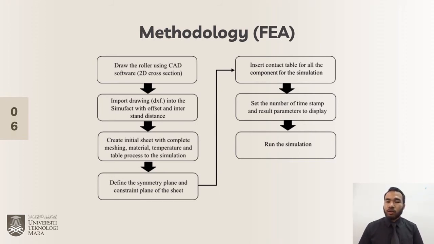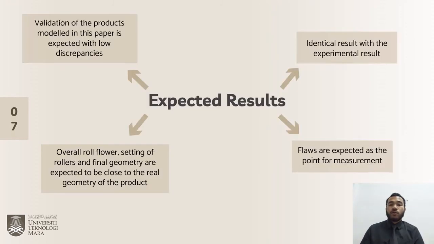Initial sheet along with the material is created. The sheet is only half of the symmetry to reduce the completing time. Thus, a symmetry plane needs to be established alongside the constraint plane. The contact table will then be defined, and the last step is to run the simulation to obtain the data on the process.